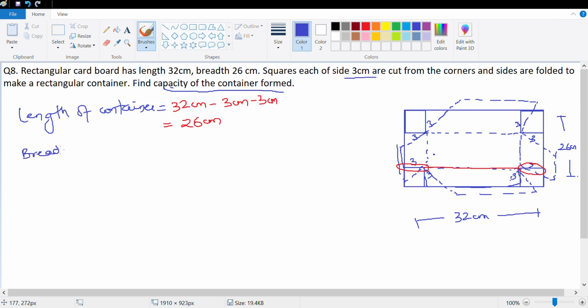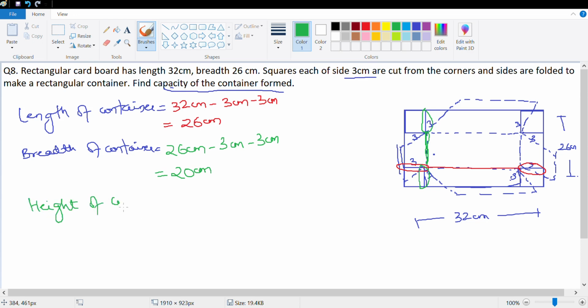Breadth would be, again, let's figure out what we will be subtracting. In this case, this is the breadth which I'm marking in green here. From the total length, which was 26, I have removed 3 once and 3 twice, which means this will be equal to 26 centimeter minus 3 centimeter minus 3 centimeter, which is 20 centimeter. And what will be the height? Height is what has been cut from the side, and that becomes the height. In this case, what has been cut is 3 centimeter. So this is 3 centimeter.